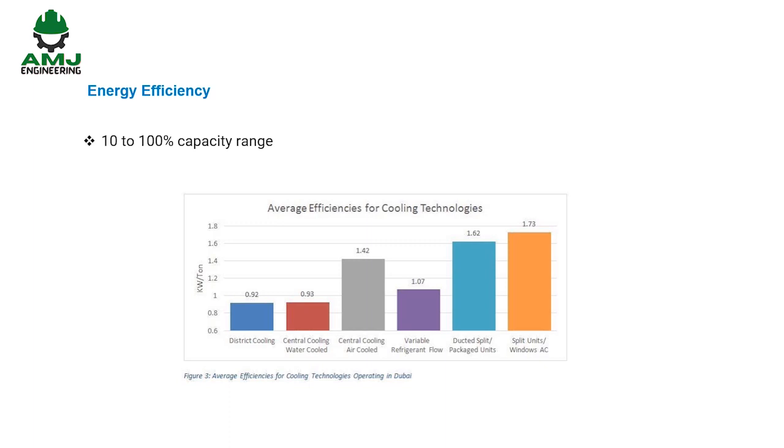In terms of energy efficiency, VRF systems use variable speed compressors with inverter technology with a 10 to 100% capacity range that provides unmatched flexibility for zoning to save energy. Field testing has indicated that this technology can reduce energy consumption by as much as 30 to 40% a year compared to package or split systems.